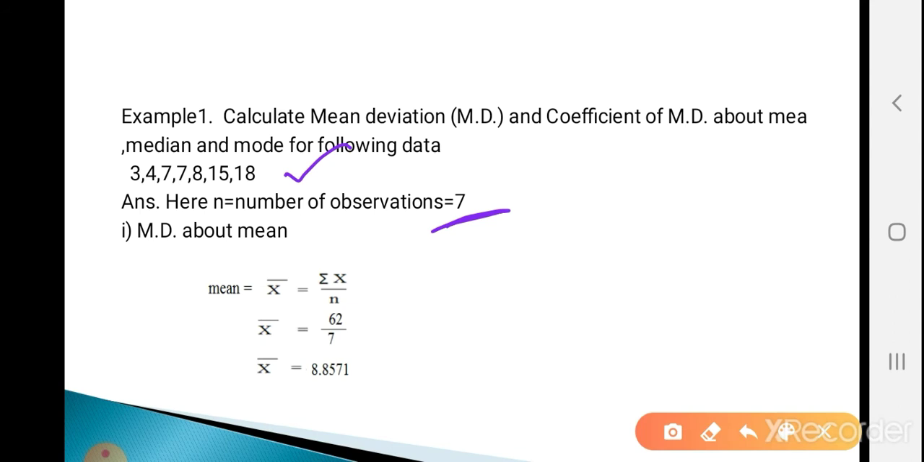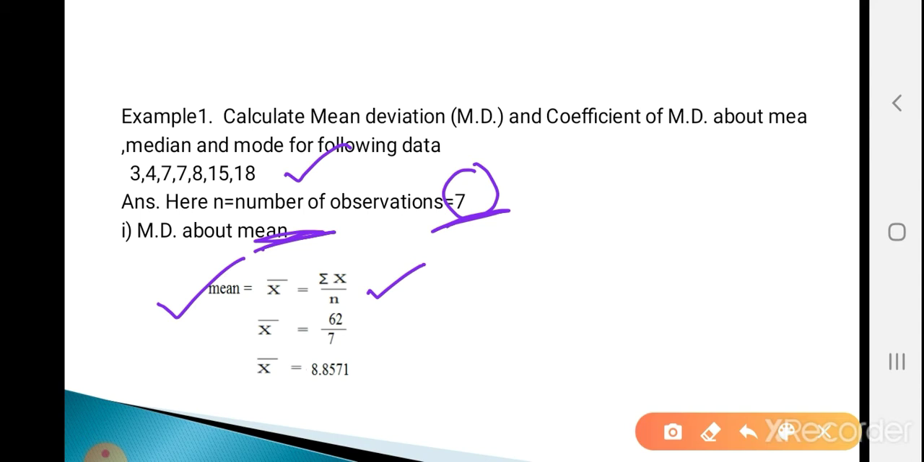First, calculate the mean deviation about mean. For calculating the mean deviation about mean, we need the value of mean first. So first calculate the mean. How to calculate mean for ungrouped data? The formula is x bar equals summation x upon n, where small n is the number of observations, and here there are 7 observations in the example.